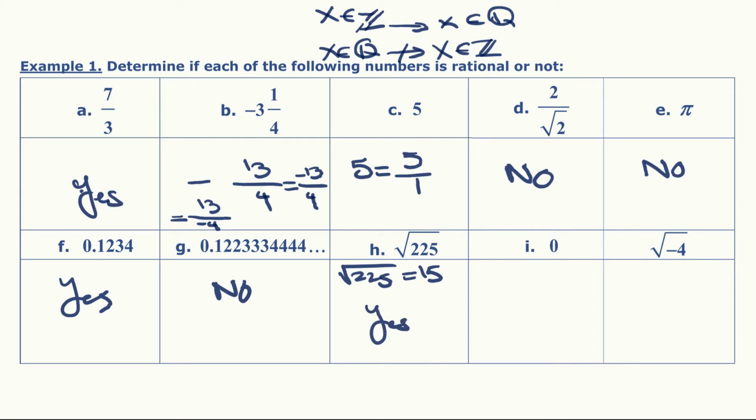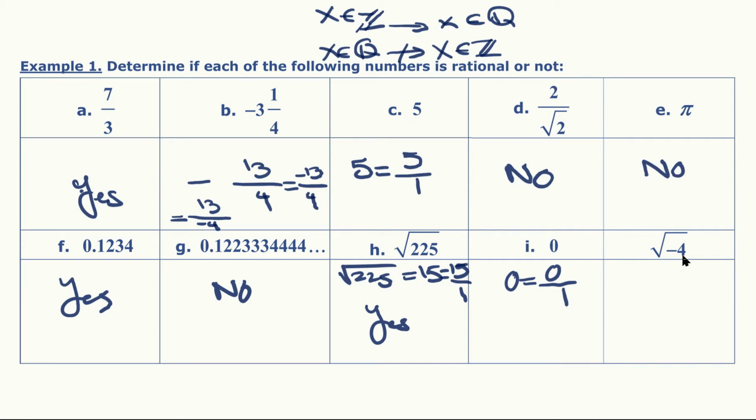So yes, it's definitely a rational number, because we can of course write it as 15 over 1, right? Just as we did up here with 5. And 0, of course, yeah, why not, right? We can always write 0 as 0 over 1. So yes, that's definitely rational.